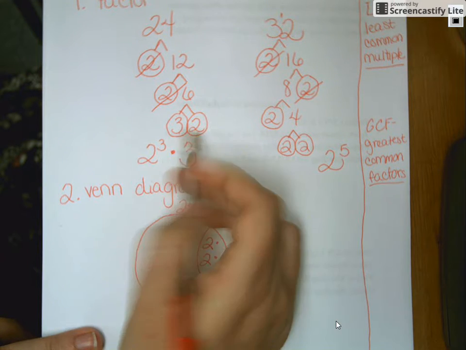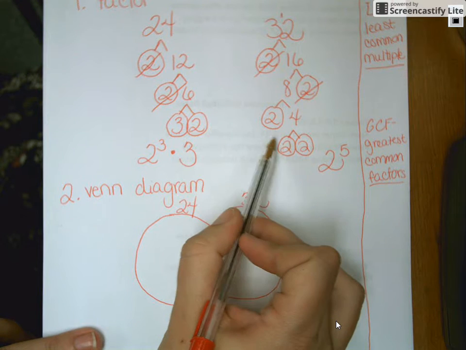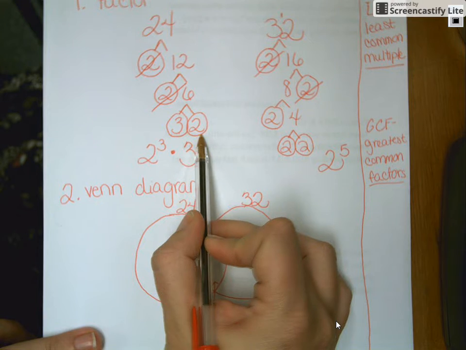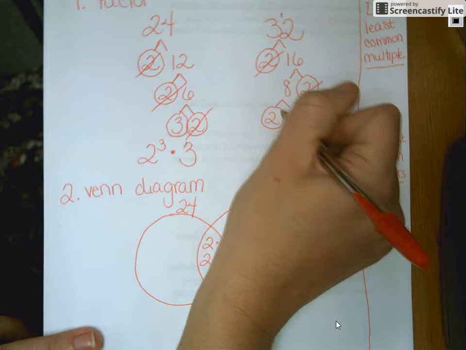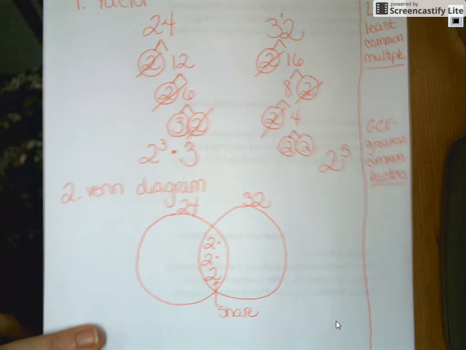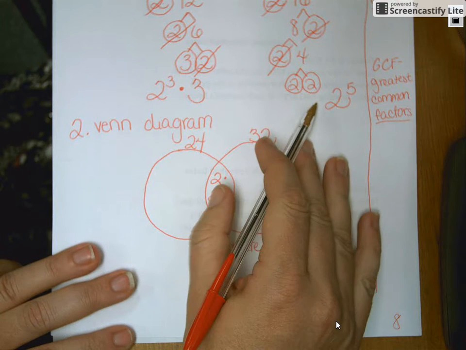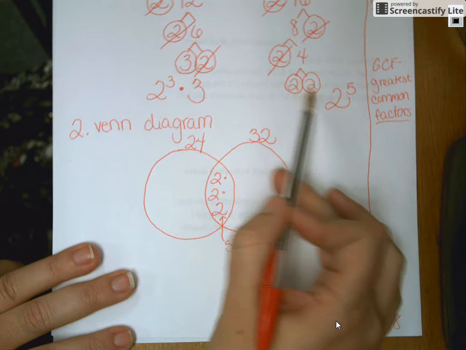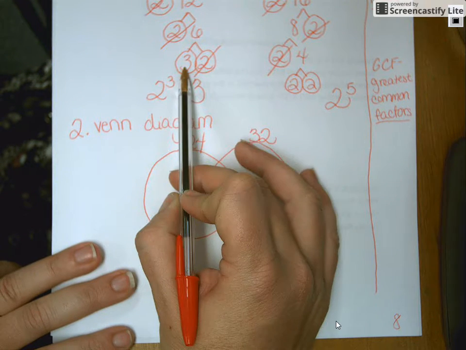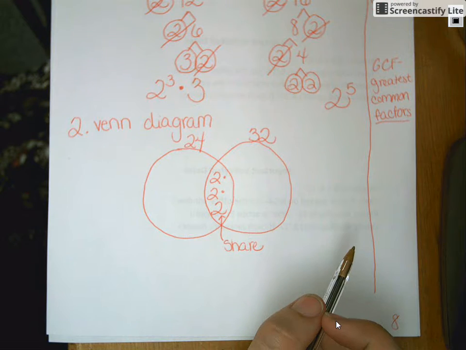Here's a 3. Does this one have a 3? Nope. So I don't write it down. They don't have it in common. Well, here's another 2. And yes, I have 2s over here. So I cross them off and write it here. There I'm going to stop because that's all that they have in common. I have 2 2s over here, but no more 2s over here that haven't been used. And I have 1 3 over here, but no 3s over here. So that's all that they have in common.